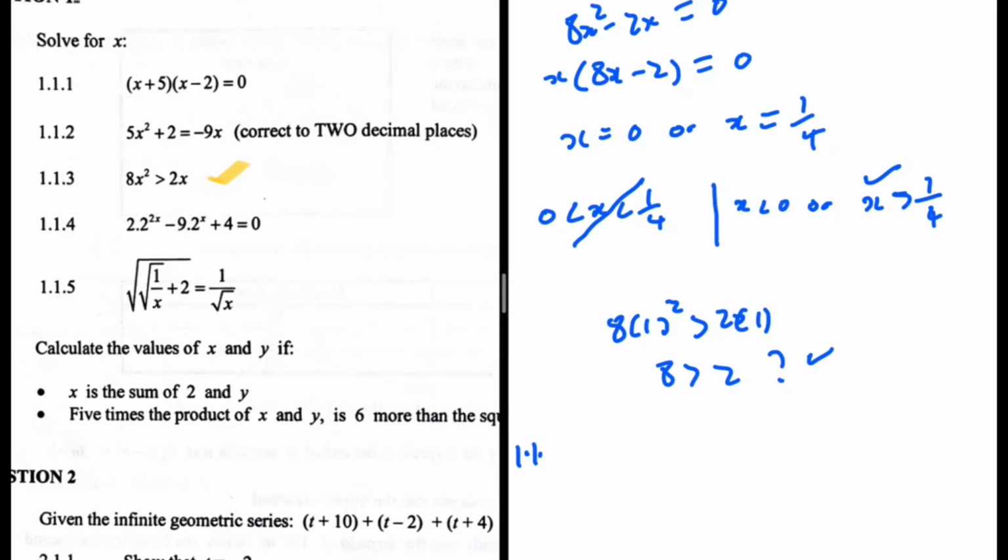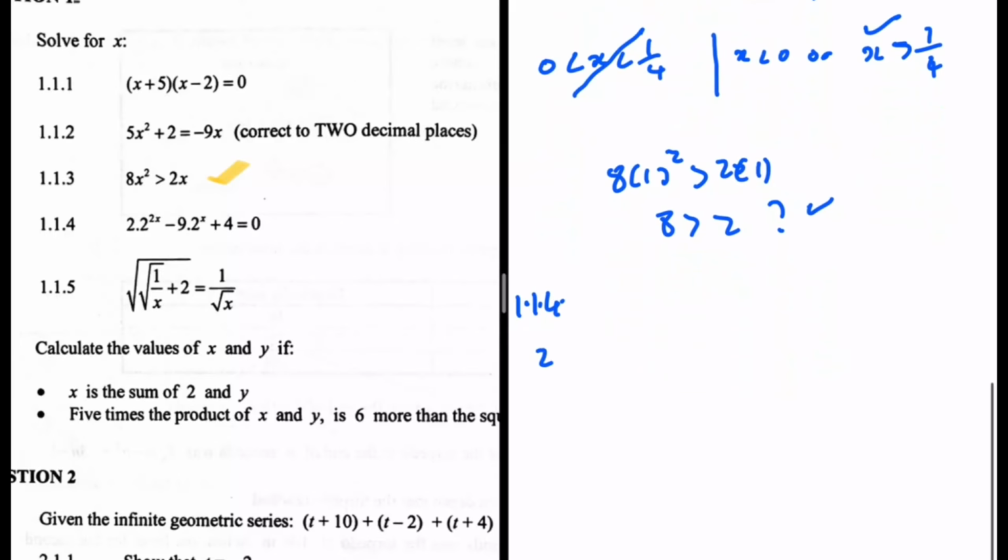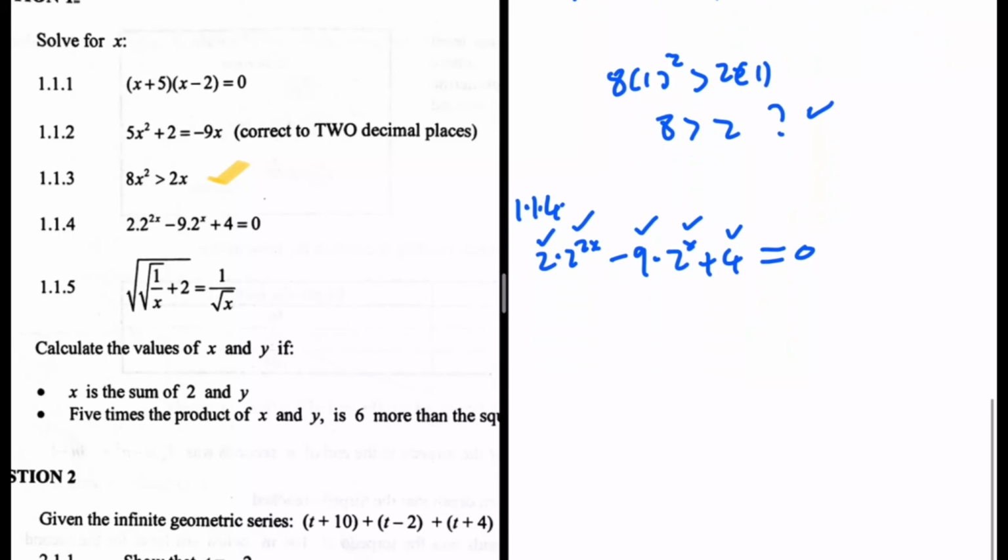1.1.4. So 2 multiplied by 2 to the 2x minus 9 multiplied by 2 to the x plus 4 is equal to 0. So let's see what is happening. We have 2, 2, 2, we have 4, we have 9. Can I make 2 to the power x equal to k and solve a quadratic equation, whether by factorizing or using the quadratic formula? Let's see if that works.